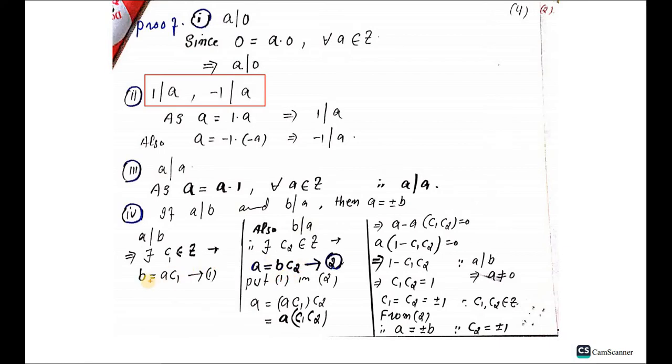Now here we have two equations. This is equation 1. This is equation 2. Now putting the value of b taken from equation 1 into equation 2, so this a will be equal to a c1 c2. This is an equation which is a is equal to a c1 c2. Simplifying we get a minus a c1 c2 is equal to 0. Now taking common, a into 1 minus c1 c2 is equal to 0.